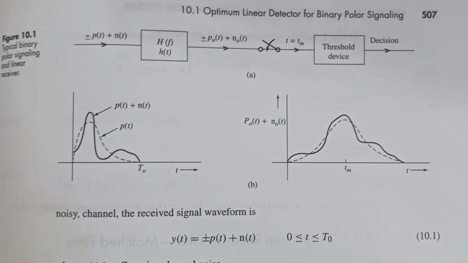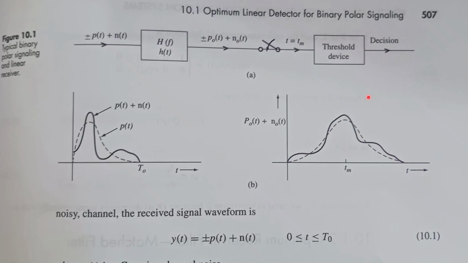Okay, so let's continue. Here is your input signal, p(t) plus n(t). p(t) represents the pulse train, and n(t) represents the noise. Here is your matched filter, that is H(f), or h(t) in the time domain. Once the signal crosses it, you will get p0(t) plus or minus n0(t). Further, once you detect the information from the matched filter, you can use a threshold device, and based on the threshold limit your decision is whether the signal belongs to 1 or 0.